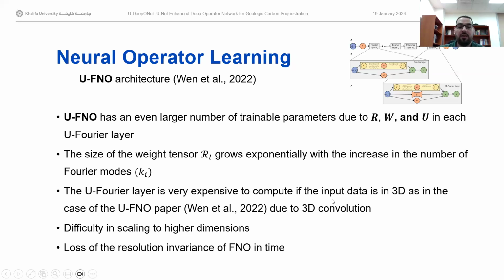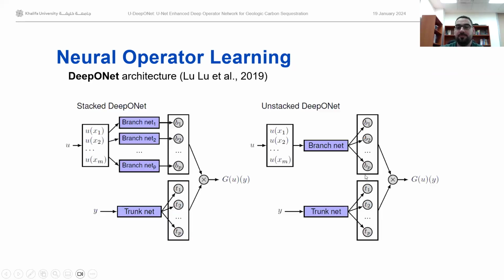On top of that, the FNO loses the resolution invariance in time, meaning that you cannot make predictions at time steps that you haven't trained on. This is specific to the UFNO due to the presence of the UNet in the U Fourier blocks.